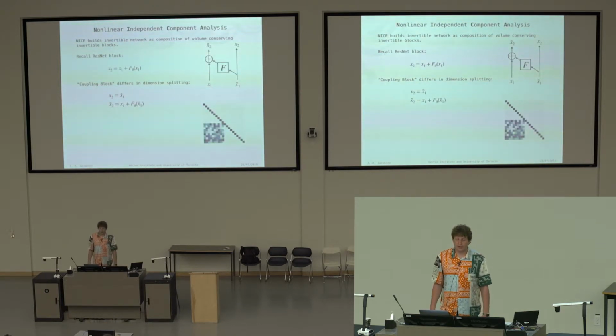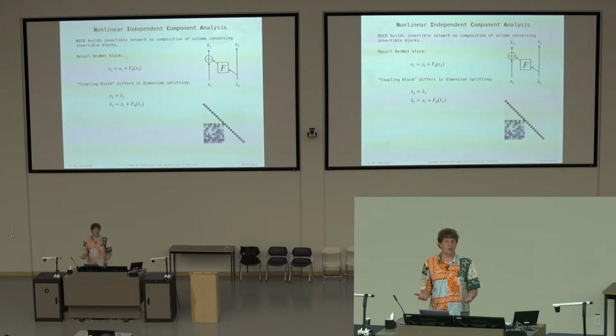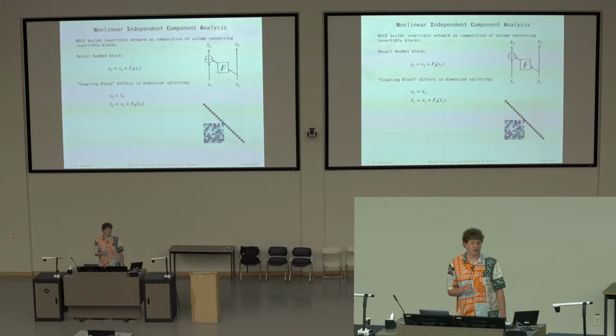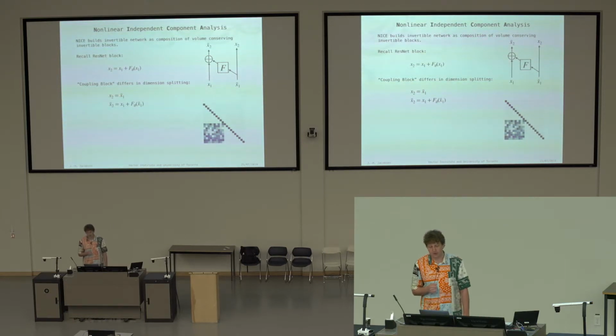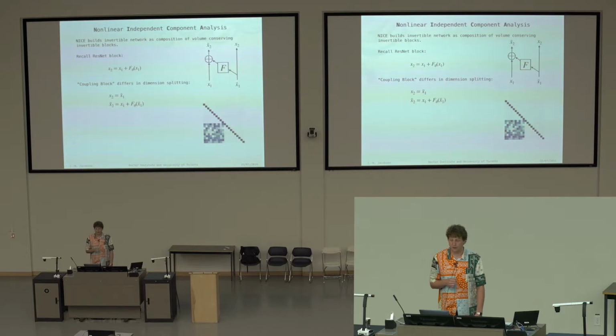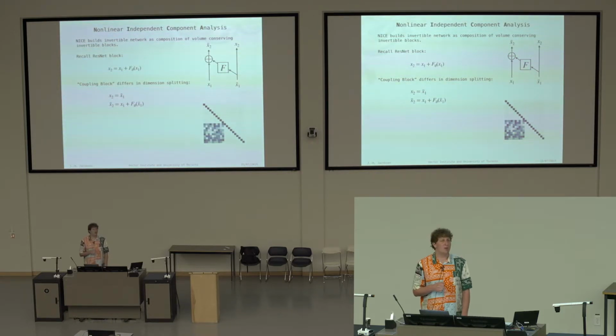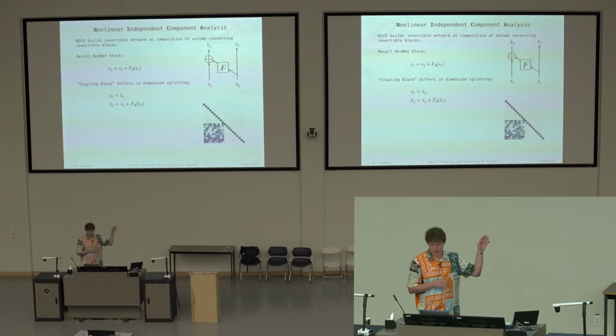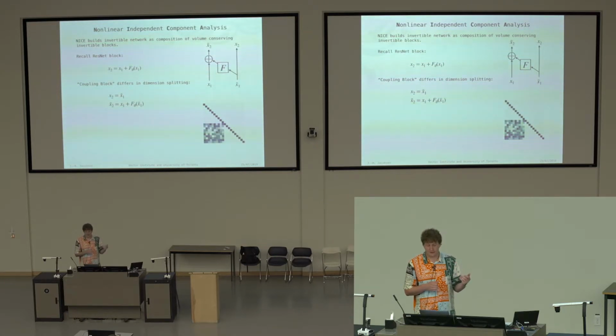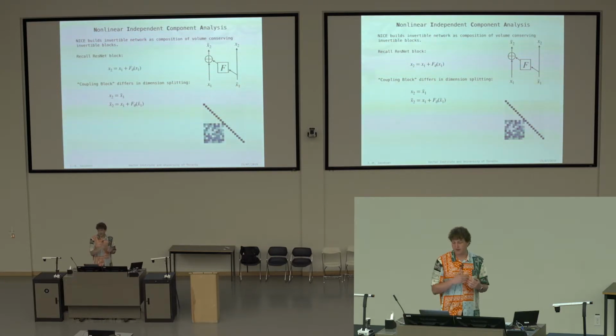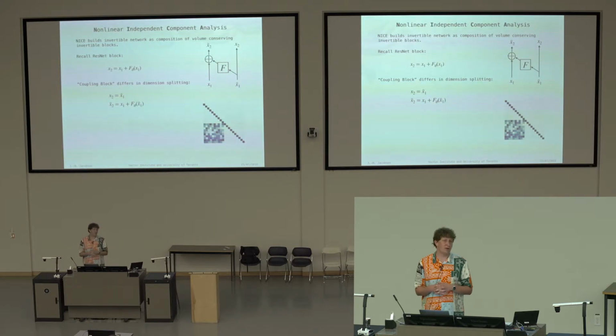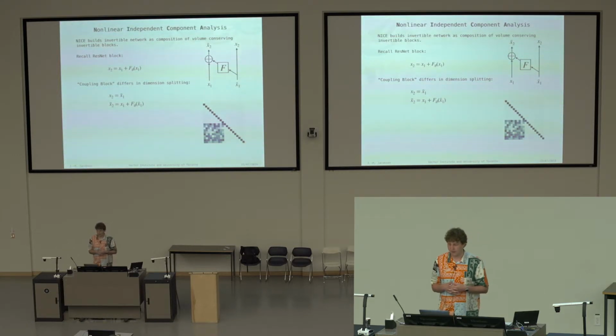Most progress in normalizing flows is really about building expressive bijective networks with tractable Jacobian determinants. One approach to this is nonlinear independent component analysis, also called NICE. NICE builds invertible networks as a composition of volume-conserving invertible blocks. So recall the ResNet block. The ResNet block is really just x2, which is the output of the first layer, equals x1 plus f of x1. I guess everyone is familiar with that.